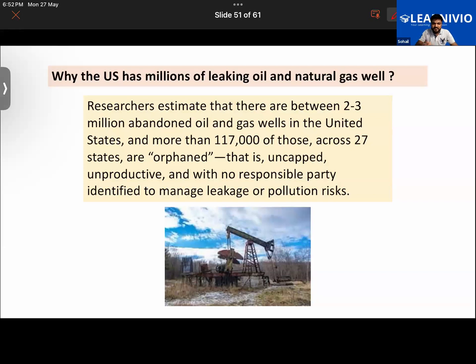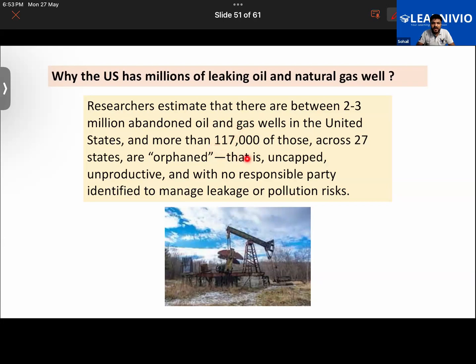Okay, now. The question is why the US has millions of leaking oil and natural gas wells. For the past 100 years they have been digging so many holes in the ground in order to extract petrol and oil. But once the well dries up, the operator will move to another area, leaving it abandoned, not filling the holes. Researchers now estimate that as of this year, there are between 2 to 3 million abandoned oil and gas wells in the United States.